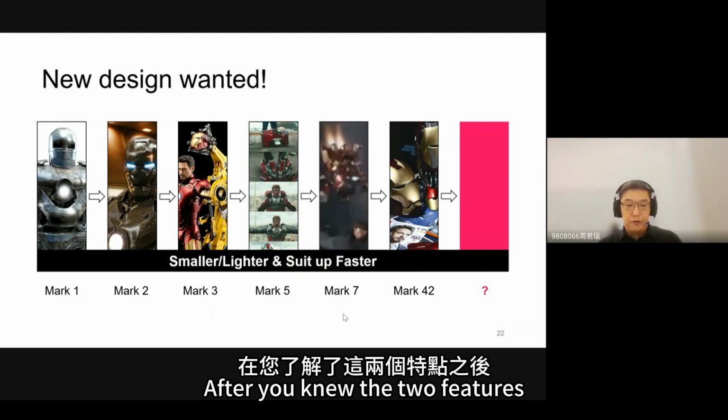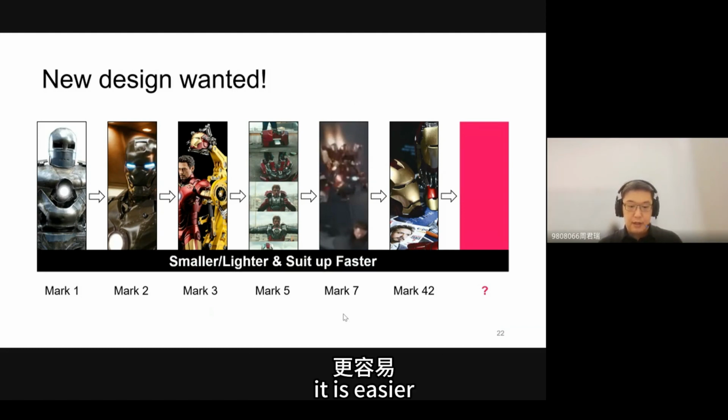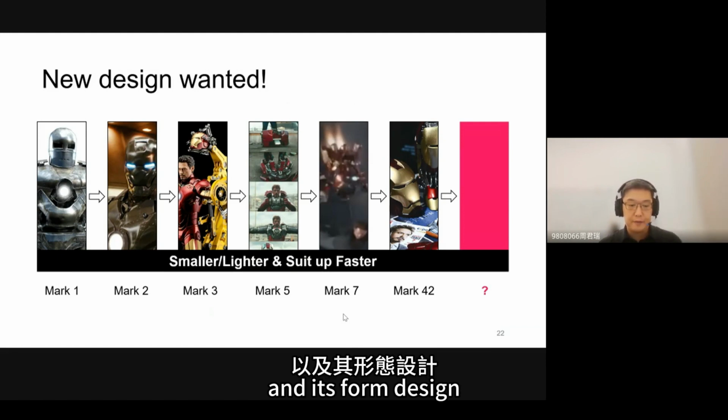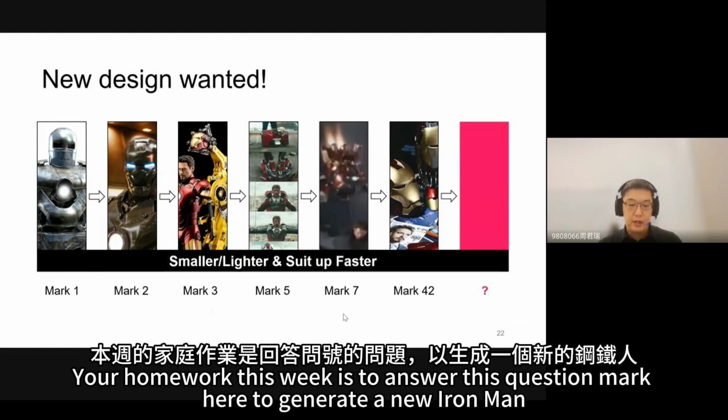After you knew the two features, it is easier for you to think about the next generation of Iron Man suit and its form design. Your homework this week is to answer this question mark here to generate a new Iron Man.